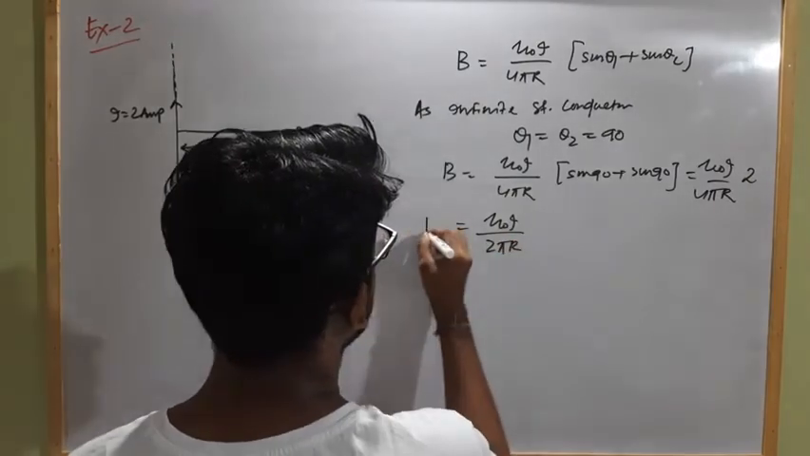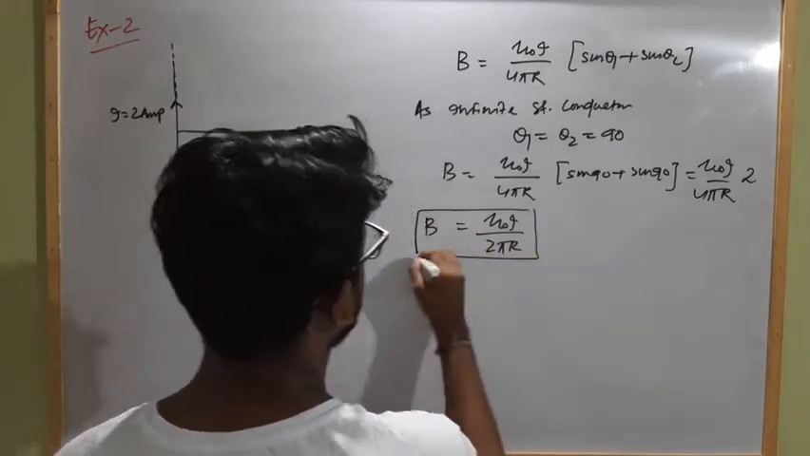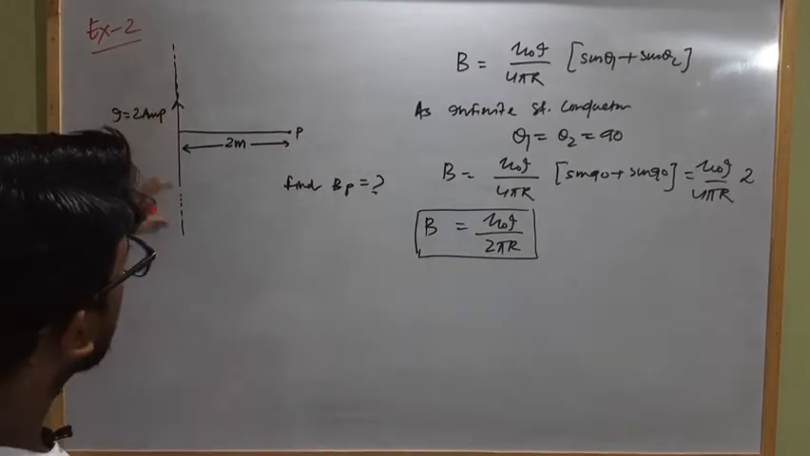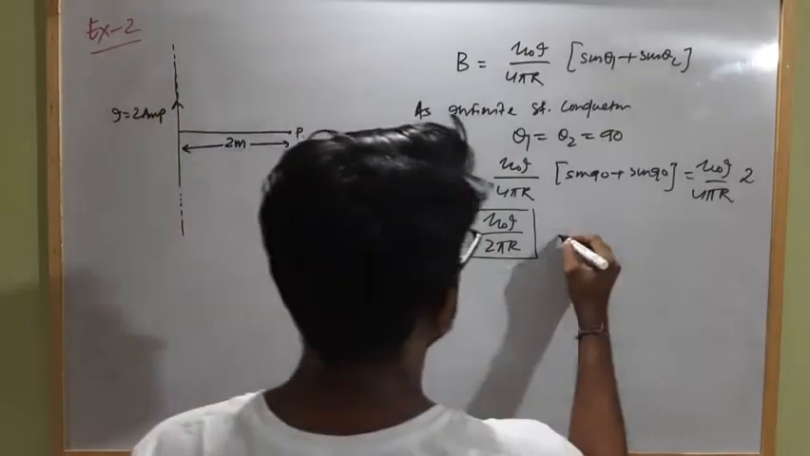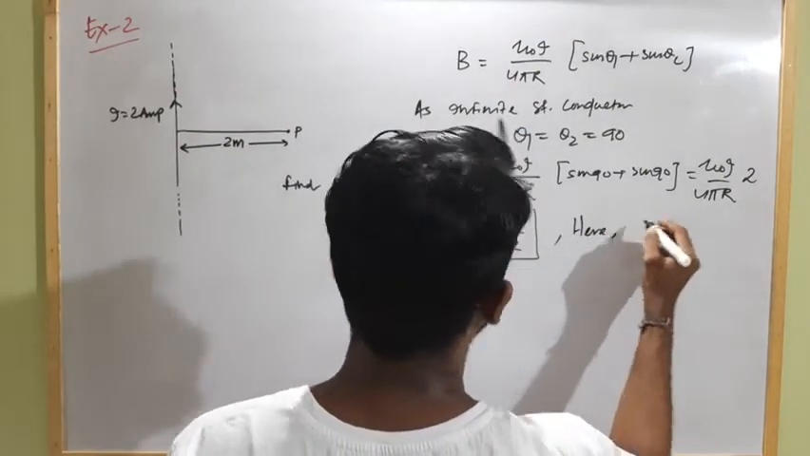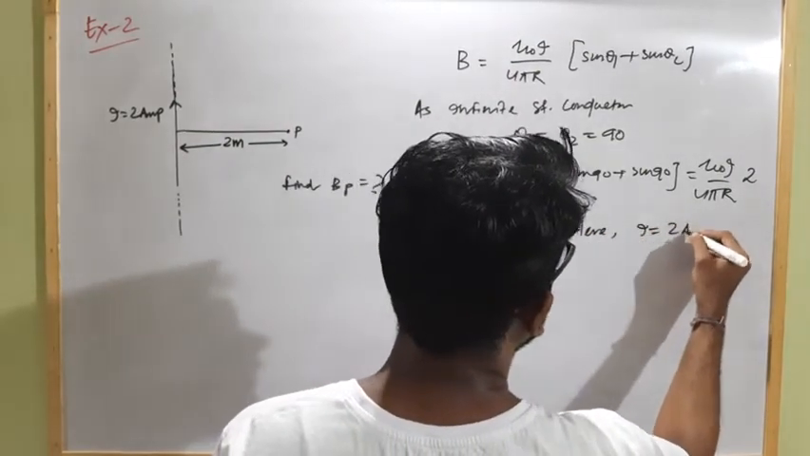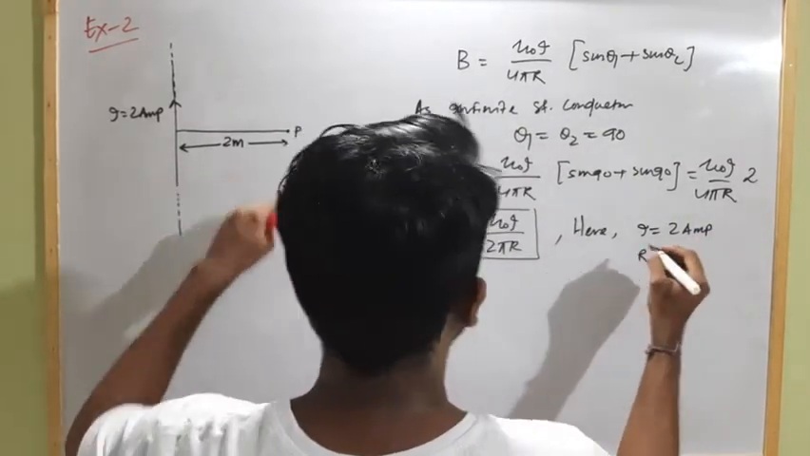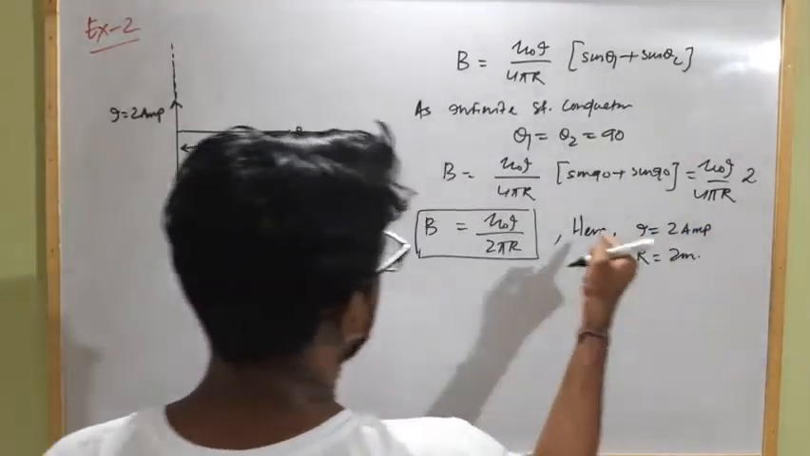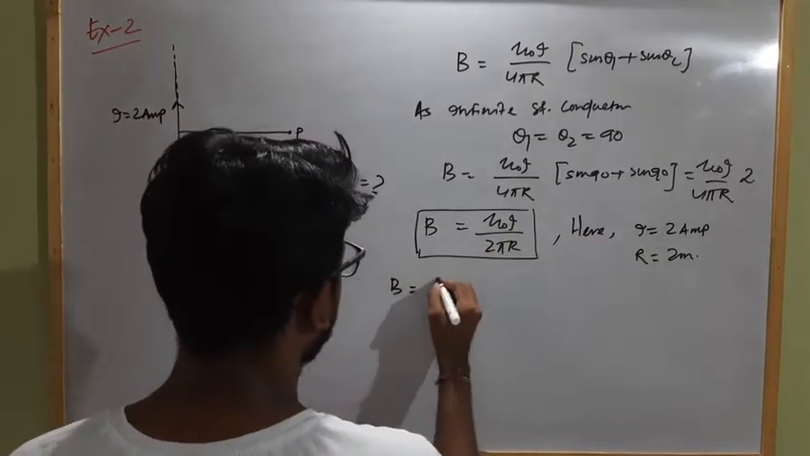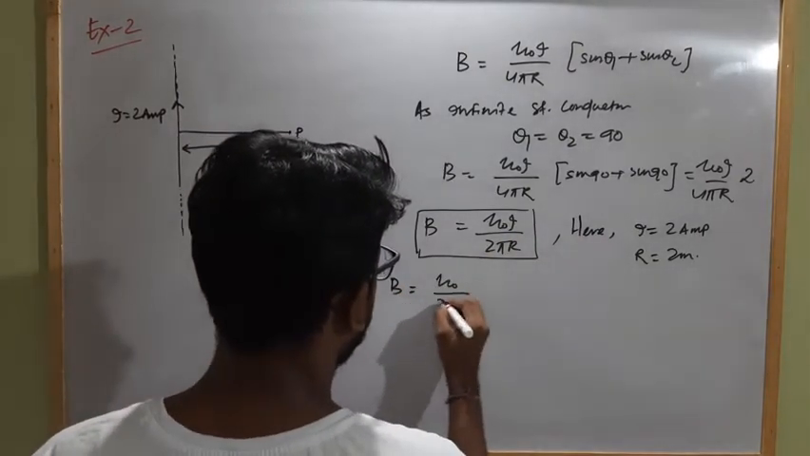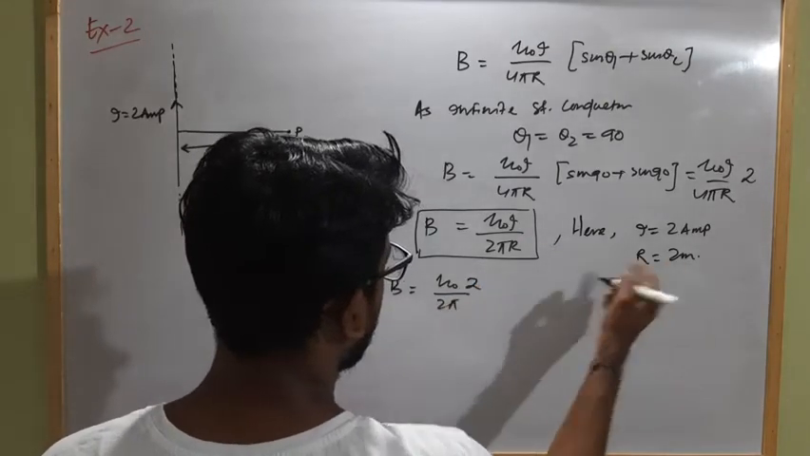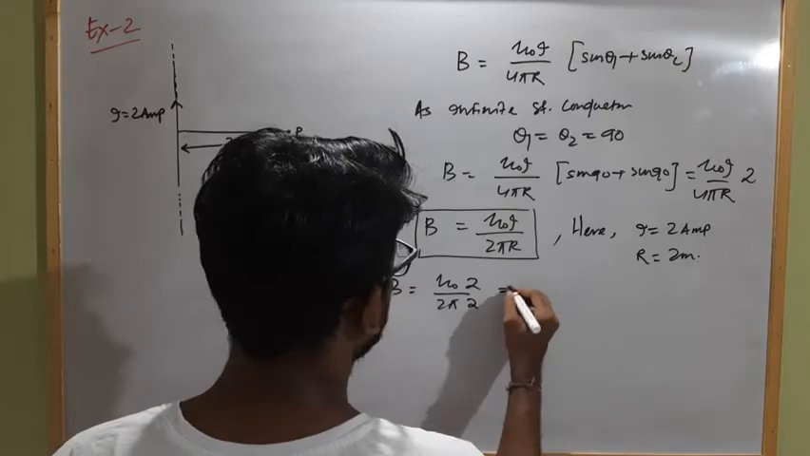As we already mentioned, this is the expression for magnetic field strength at point P, which is at a distance r from an infinitely long straight current carrying conductor. So here I equals 2 ampere, r equals 2 meter. Replacing these here, we get B equals mu naught by 2 pi into I, 2 ampere, divided by r, 2 meter.